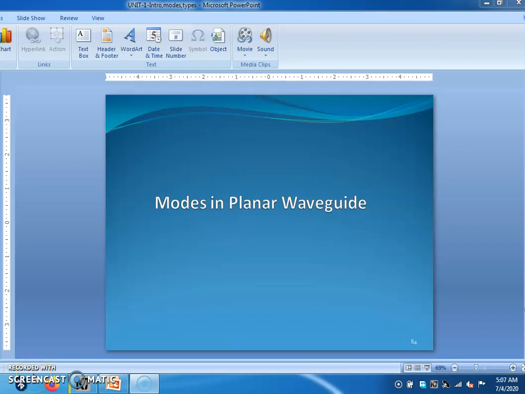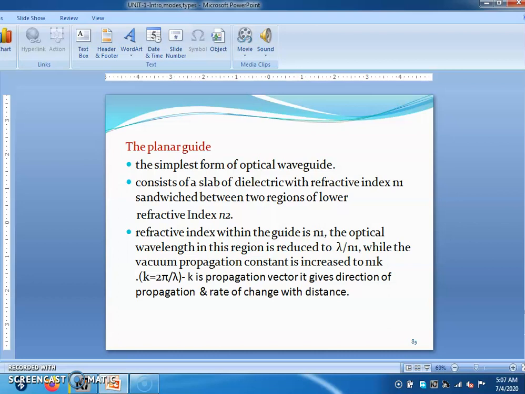Welcome to all. Now we are going to see about the modes in planar waveguide. So, what is a planar guide? It is the simplest form of an optical waveguide. It contains a slab of dielectric whose refractive index is n1, and this material is sandwiched between two regions of lower refractive index n2.